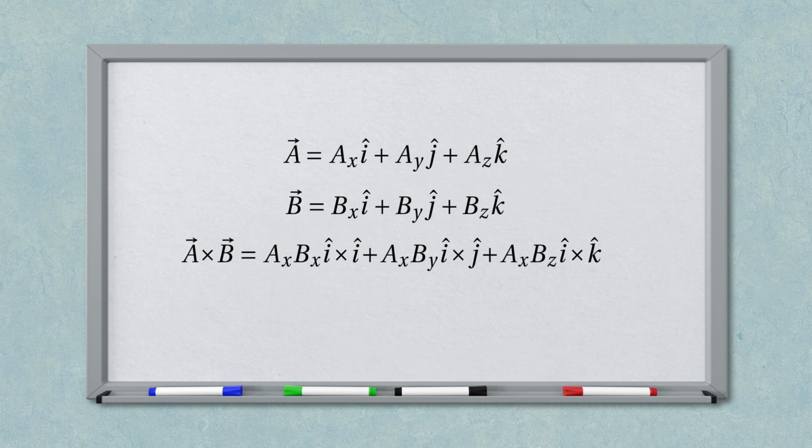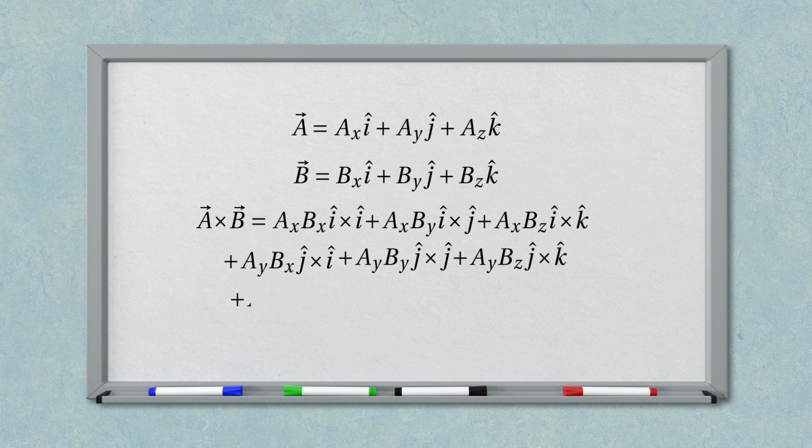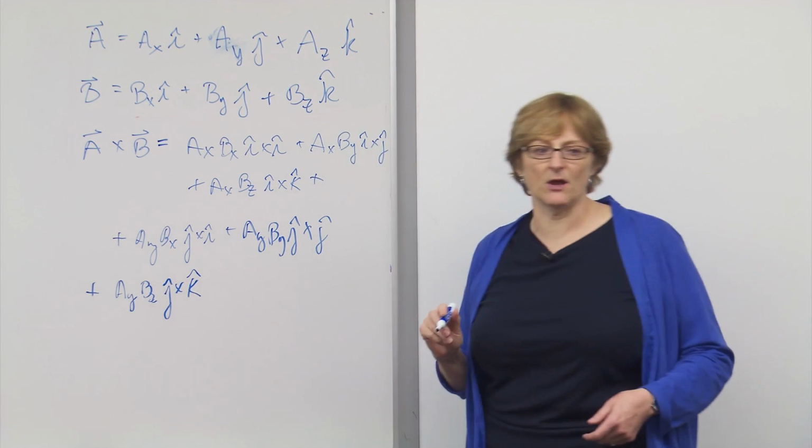Okay, so we have ay j cross bx i. So that's ay bx j cross i. Then we have ay j cross by j. So we have ay by j cross j. And ay j cross bz k. So that's ay bz j cross k. Okay, whew, 6 down, 3 to go.